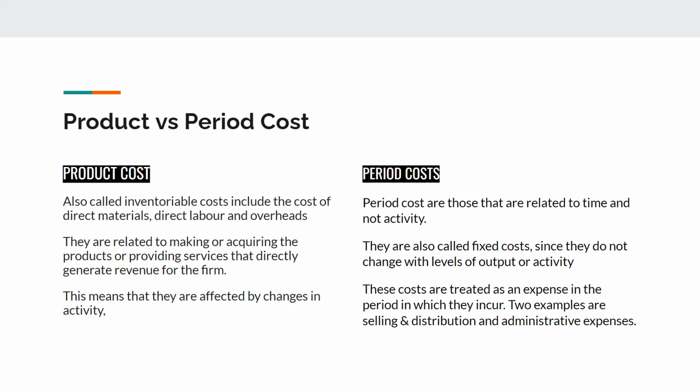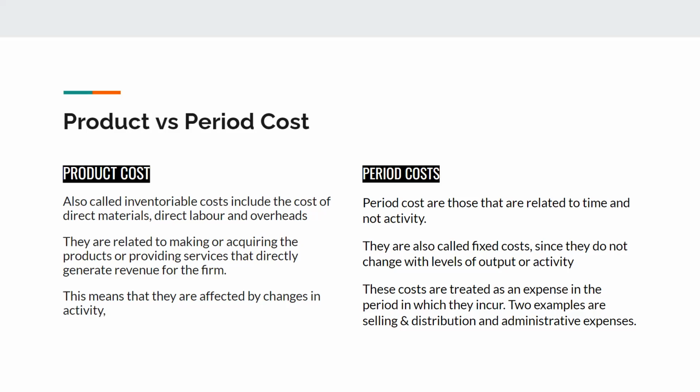And we usually treat this as an expense in the period in which they occur. This is why we call them period costs. They're related to time. So when we think about our selling and distributive, marketing, administrative type expenses or costs, we usually attribute that to a particular time period, which is usually a year in our financial statements.